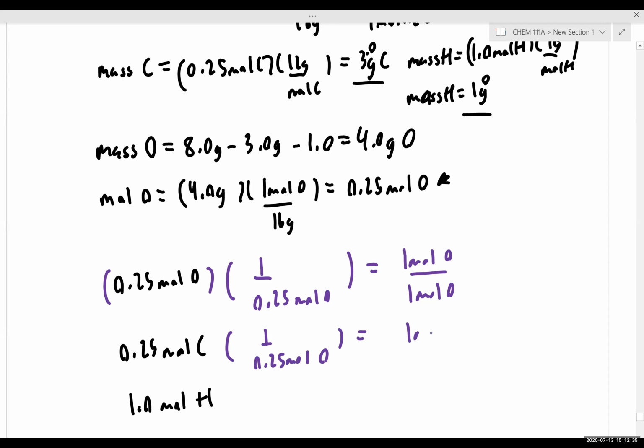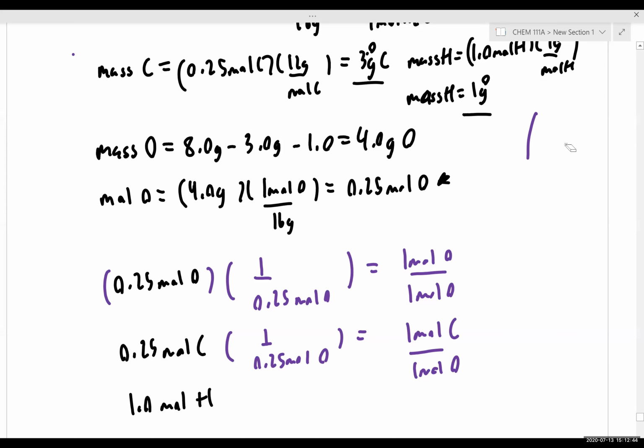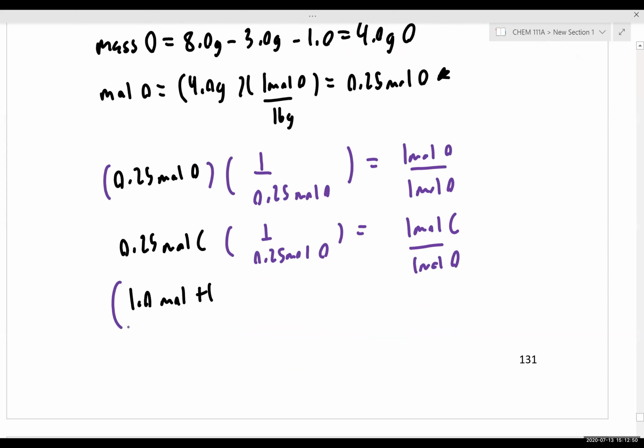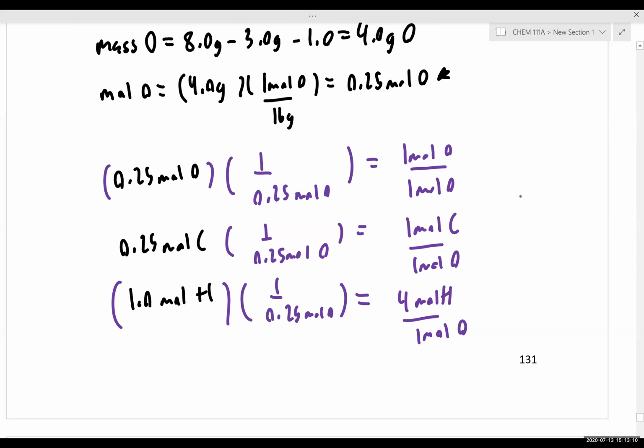That gives us 1 mole of carbon per every 1 mole of oxygen. And then for hydrogen, when we divide by our smallest number of moles, that in turn gives us 4 moles of hydrogen per every 1 mole of oxygen. And that gives us, for our equation, CH4O. This is our calculated empirical formula.